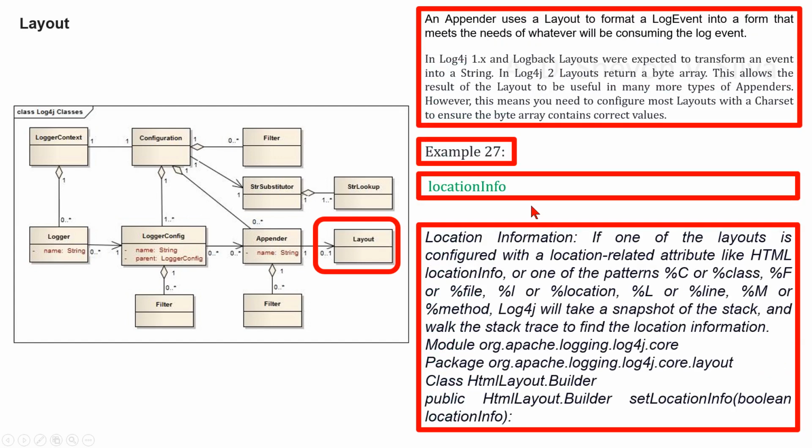Now we are considering location information. If one of the layouts is configured with a location-related attribute like HTML locationInfo, or one of the patterns %C or %class, %F or %file, %l or %location, %L or %line, %M or %method, Log4j will take a snapshot of the stack and walk the stack trace to find location information. The method HtmlLayout.Builder.setLocationInfo(boolean locationInfo) is in class HtmlLayout.Builder in package org.apache.logging.log4j.core.layout in module org.apache.logging.log4j.core.